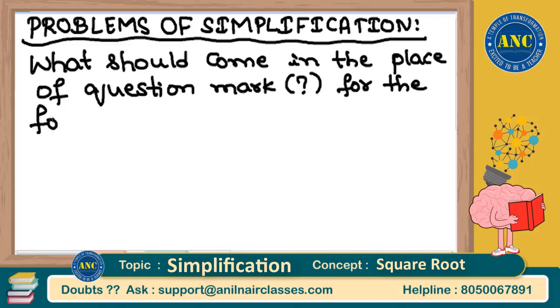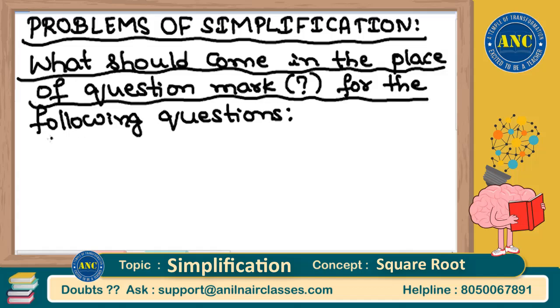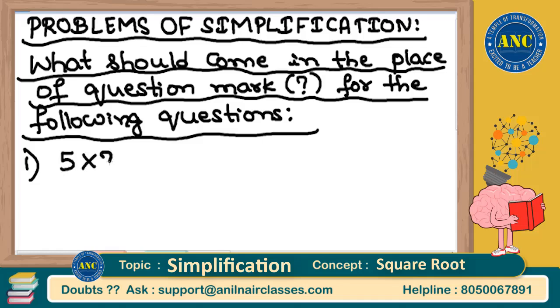That means we are interested in finding the exact value in these cases. We are actually interested in finding the exact value in place of question mark in all the questions which we are discussing right now. Now listen carefully, sir. First question: 5 into question mark is equal to 8042 divided by 4.